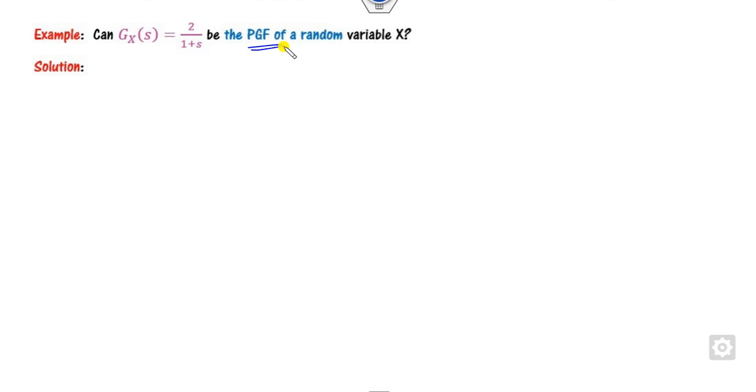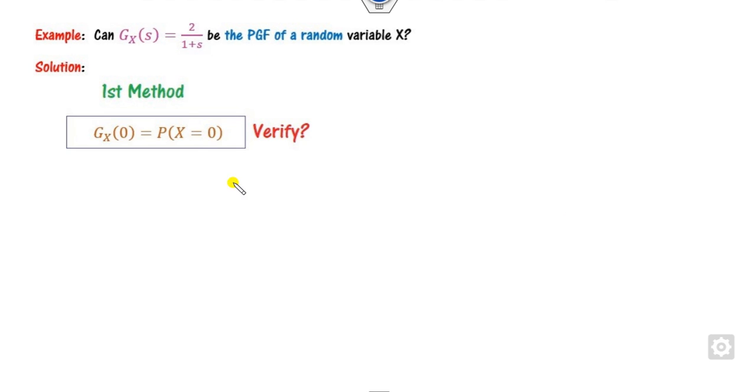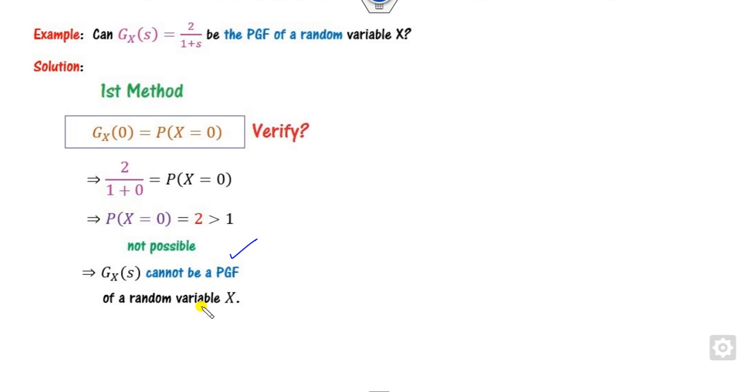Can this be the PGF of the random variable X? How can you verify that? You have to check these two properties. Firstly, you have to check whether G_X(0) lies between 0 and 1, and second, whether G_X(1) is 1. If you start from here, what is G_X(0)? It is nothing but 2. Since this is a probability, can it be greater than 1? No, because a probability can't be greater than 1. So this is not the PGF.